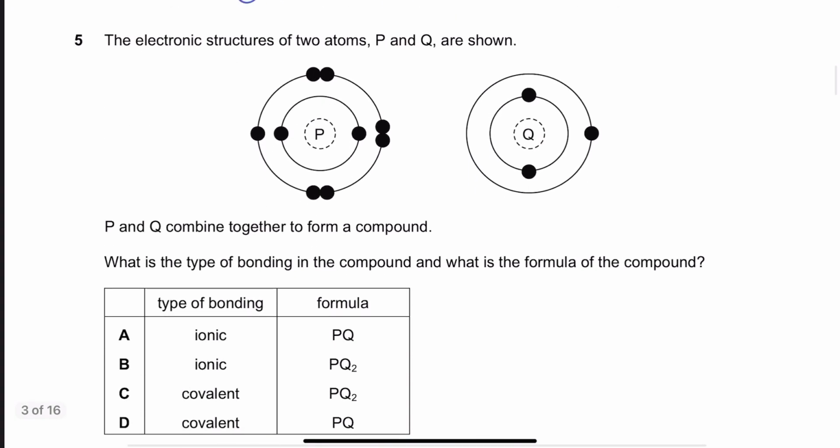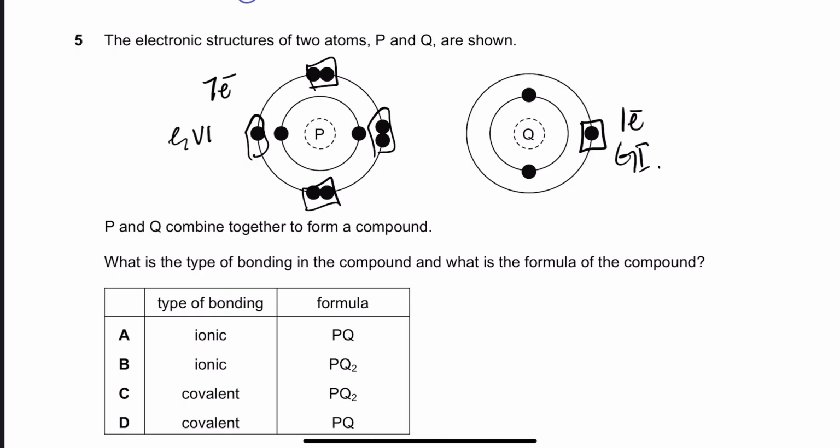Now part 5 says P and Q combine together to form a compound. What type of bonding is it? So if you see, Q has an outer electron, or a valence electron, of 1. So it has one valence electron, which means it's in group 1. And P has valence electrons of 2, 4, 6, 7, so it literally has 7 valence electrons, which means it's going to be part of group 7. And what you can do is say, okay, group 1 is a metal and group 7 is a non-metal, and therefore there is a transfer of electrons from metal to non-metal, so it's ionic bonding. And now it wants the formula.